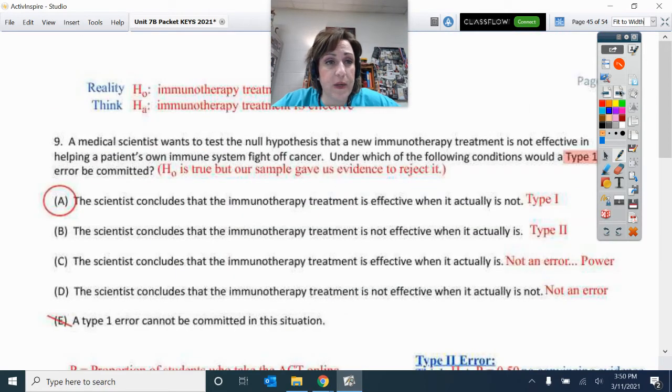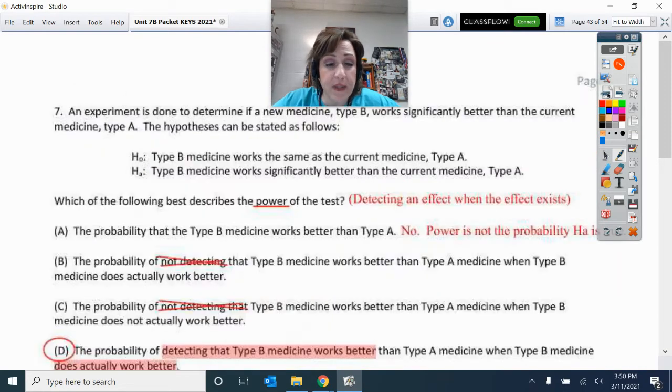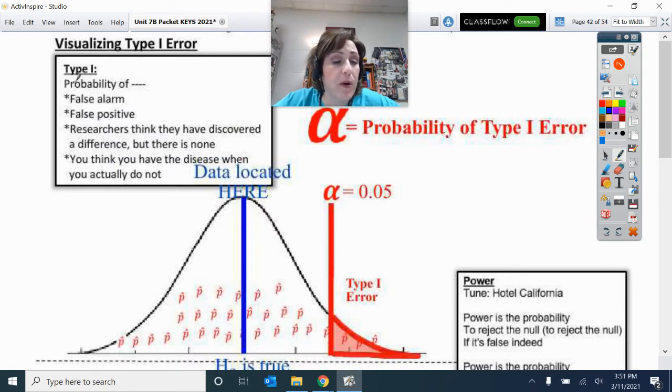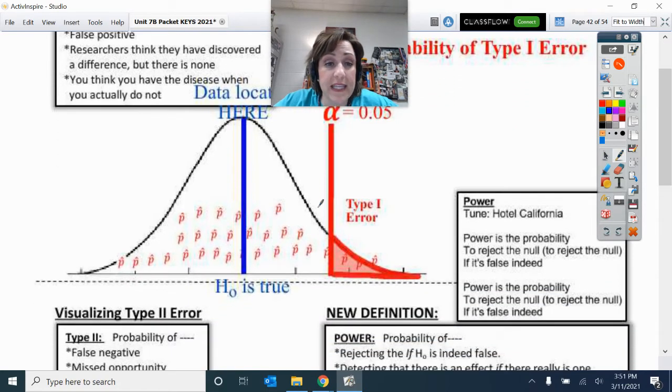All right, next we have, again, just looking at our type 1 error. So our type 1 error is that probability that researchers think they have discovered something, but there is nothing there, but there is none. So they get these samples up here thinking they have detected an effect when there really is not one, because the data is centered around the null hypothesis. The null is true, but we reject it.